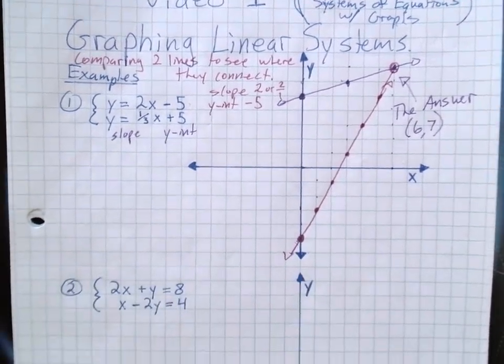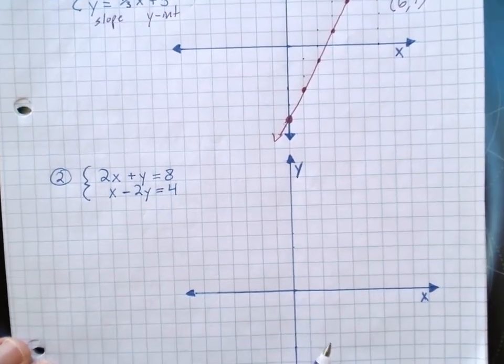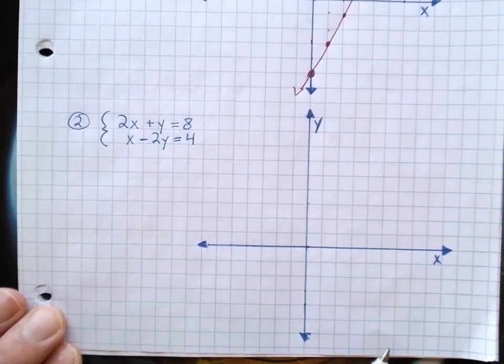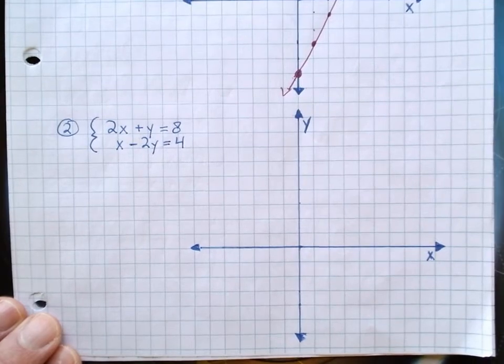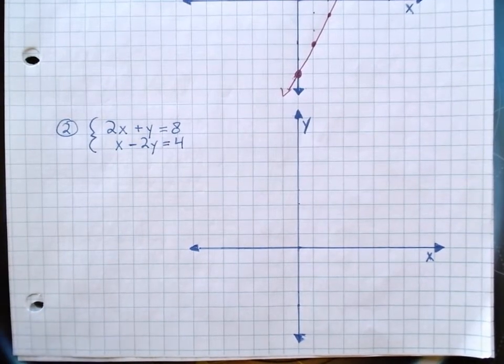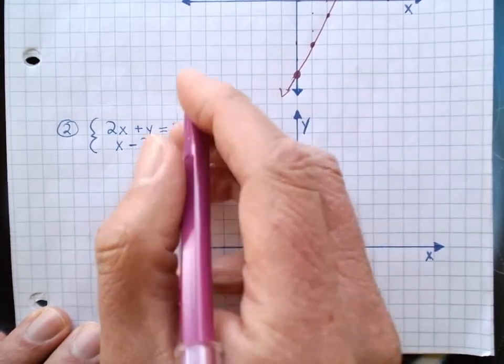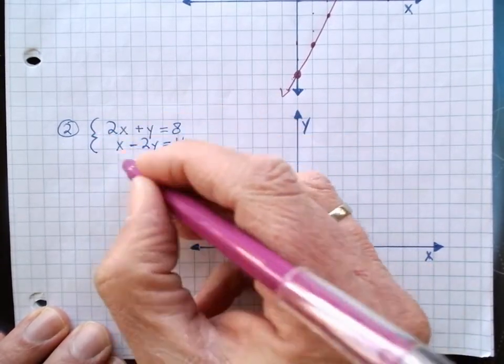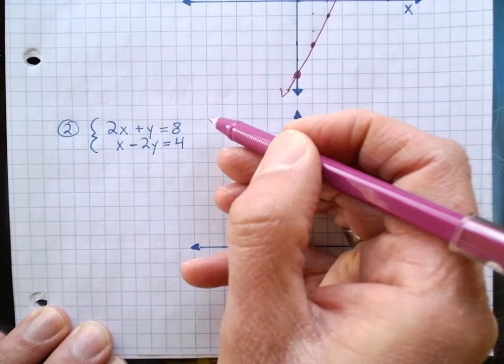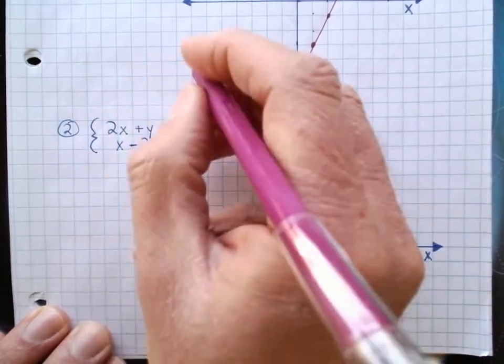Now, the second example is a little bit trickier. All right. Second example, we have to do something that requires, and I'll point it out here. See how it isn't in y equals mx plus b form.